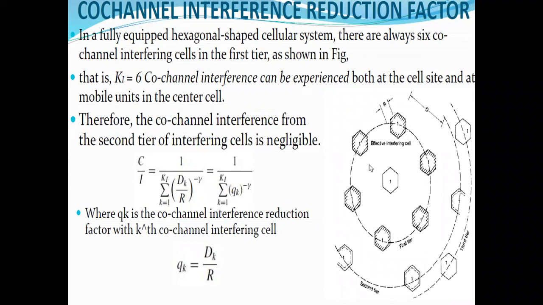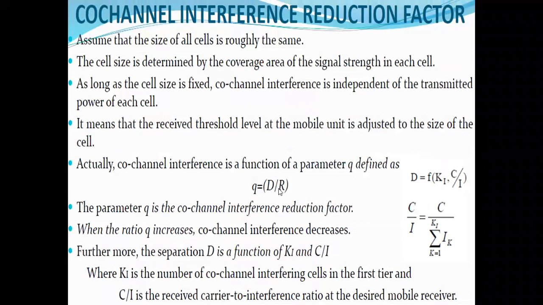And the formula for that is C by I equal to 1 by the sum over K equal to 1 to Ki of Ik, that is, dk by R to the power of gamma. Actually we know that Qk is dk by R. Naturally, Q is equal to D by R, so Qk will be dk by R, where R is fixed, so only d will be factored. Qk is equal to dk by R.